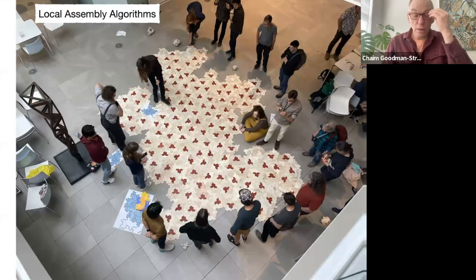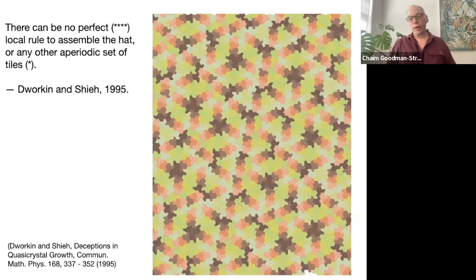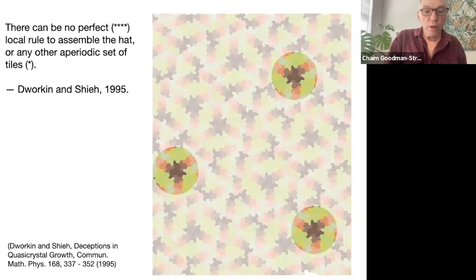It turns out that's not what is happening with quasi-crystals, real physical ones, and it's not happening here either. A great result is that there's no perfect local assembly rule to assemble the hat, or really any other aperiodic set of tiles. This goes back to Dworkin and Shea in 1995, in the context of people wondering whether you can make physical materials with these properties through a model where something is swimming around, sees some favorable local configuration, and plops down in. Well, the answer is no.